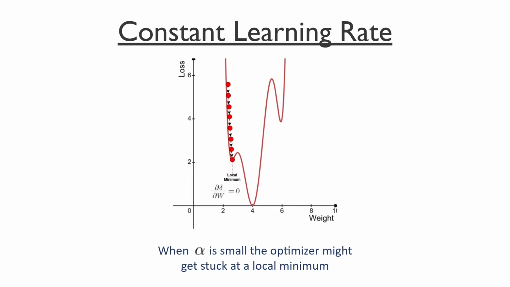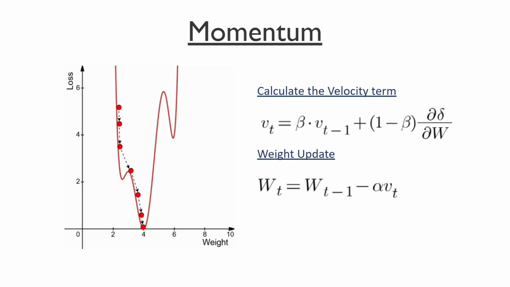While a large learning rate might be able to skip over this local minimum point, we have seen that it may also lead to our model diverging from the global minimum. Moving on to our next optimizer, we have momentum. This optimizer works well with loss functions that have steep valleys, meaning the gradient oscillates.